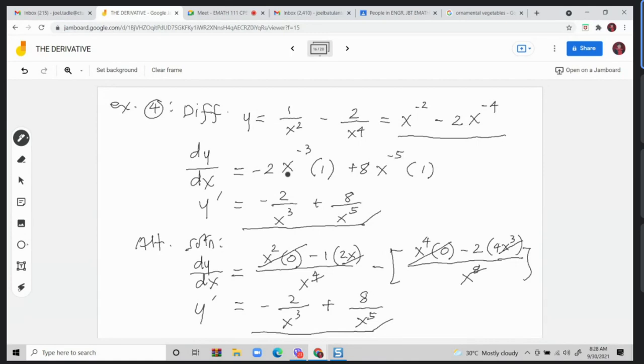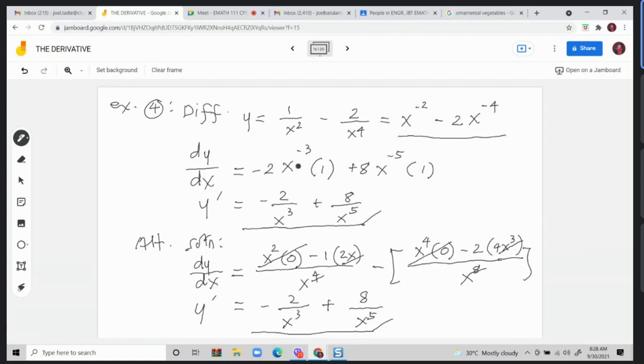Ang n is negative 2, ang atong u is x, so we have negative 2 x to the power negative 3. Okay, n minus 1 man to siya, no? Then, times 1 in the sense that the derivative of u, which is x, with respect to x is 1. dx over dx is 1. Then, negative 4 times negative 2, positive 8. Then, x to the power negative 5. Then, again, times 1. Derivative of x with respect to x is 1. Then, our final answer is equal to negative 2 over x cubed plus 8 over x to the power 5.